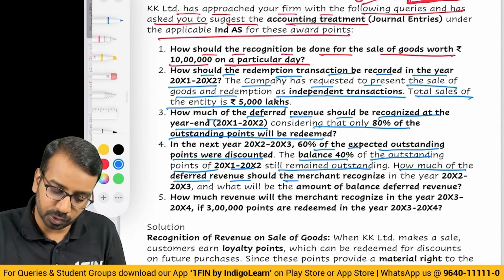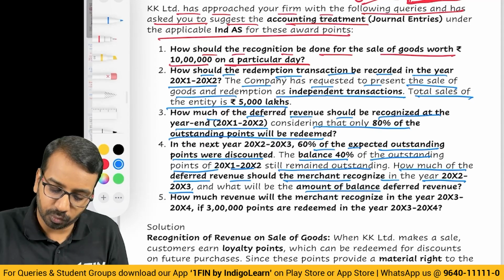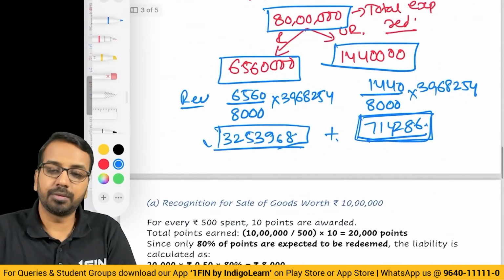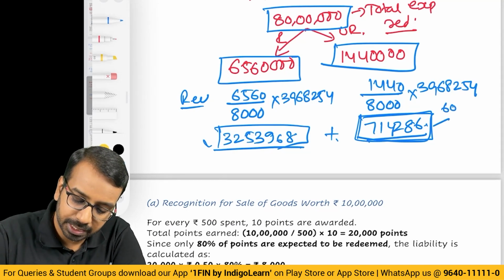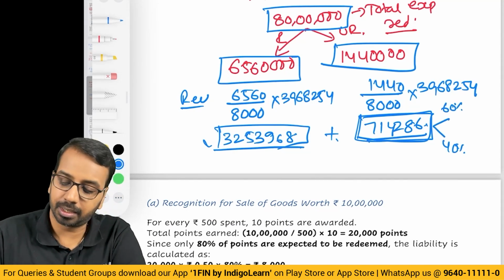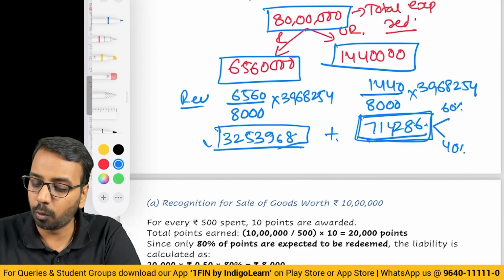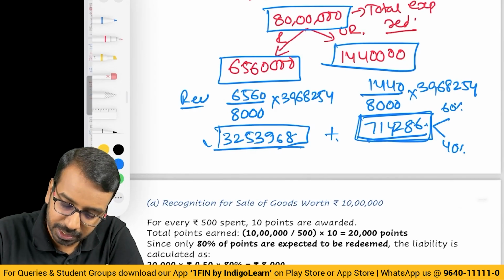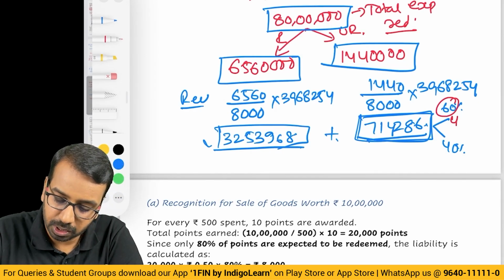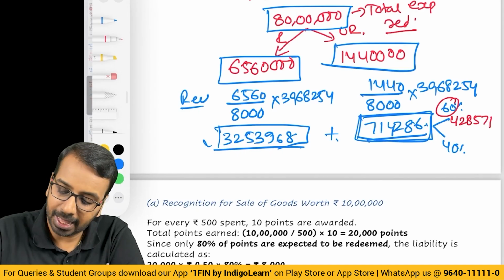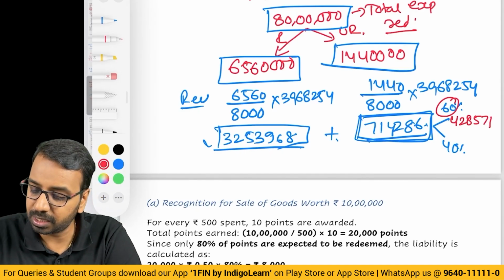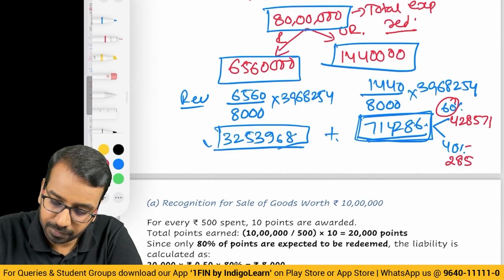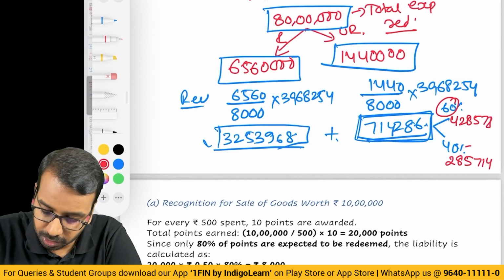How much of the deferred revenue should the merchant recognize in year 2, year 3, and what will be the amount of balance deferred revenue? So what they are saying is, out of the 714,286, 60% is redeemed, 40% is unredeemed. So into 60%, I get 428,571. The redeemed portion is 60%, which is 428,571, and 40% is the unredeemed portion, which is 285,714.